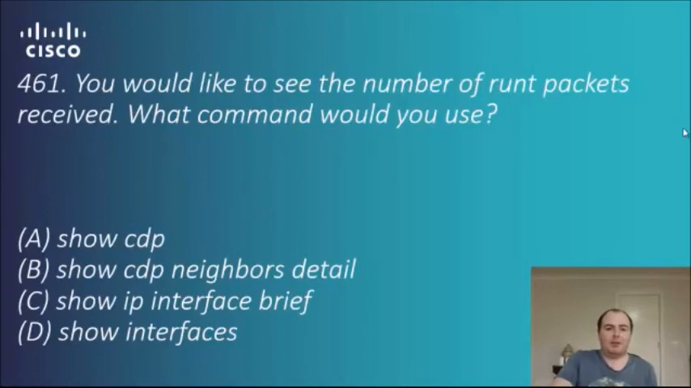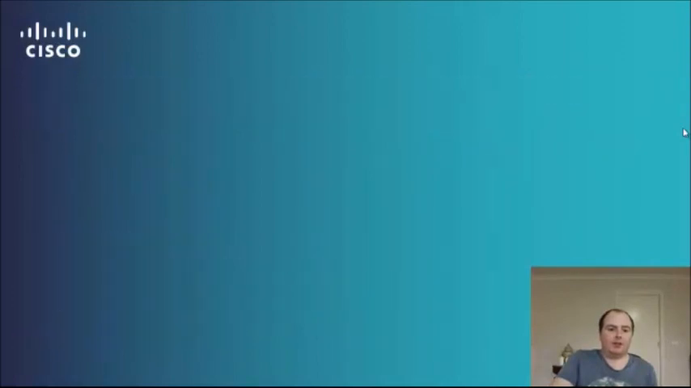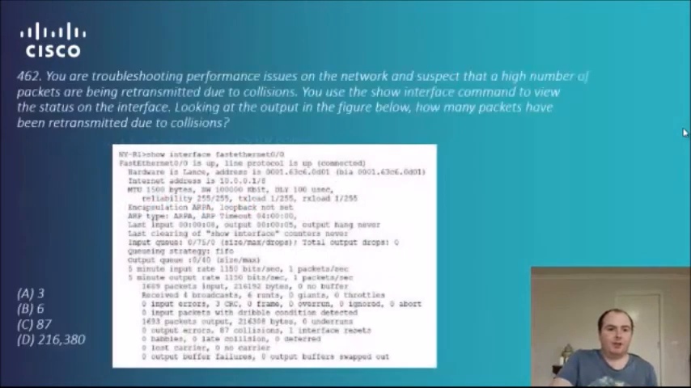461, you would like to see the number of runt packets received. What command would you use? We've got show CDP neighbors detail, show IP interface brief, show interfaces. To get this information, we go D, show interfaces.